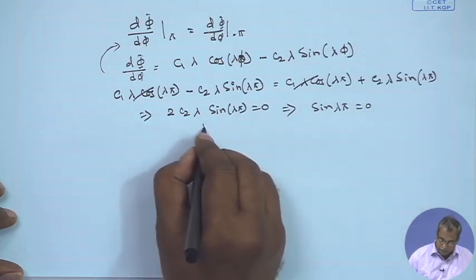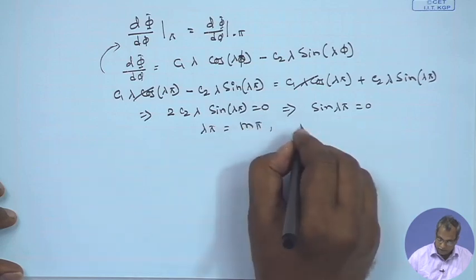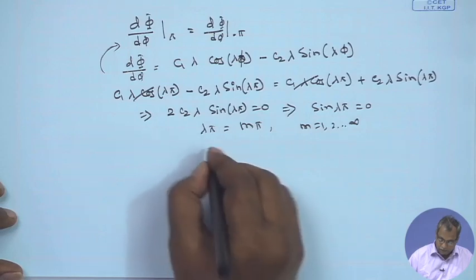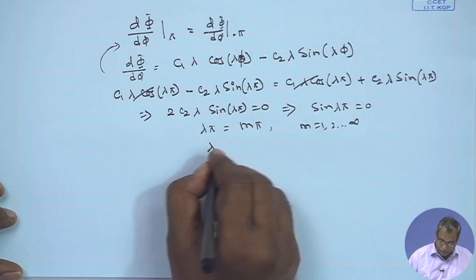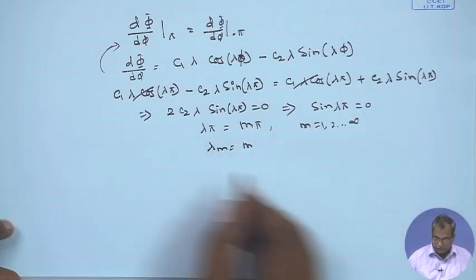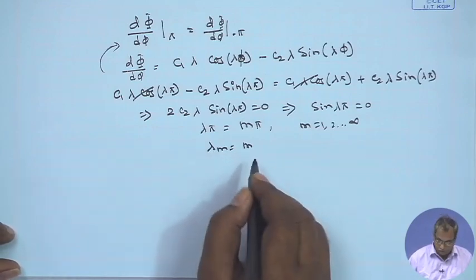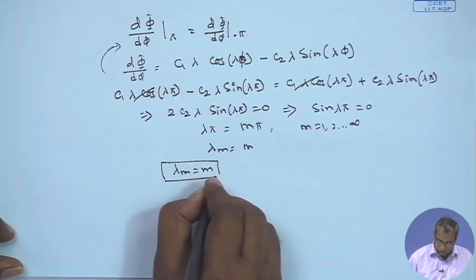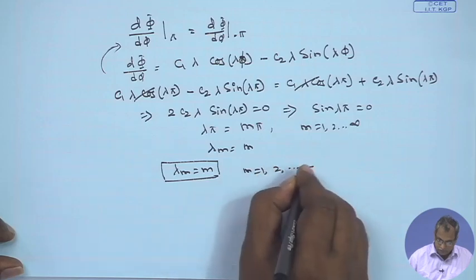So, lambda pi is equal to m pi, the general solution, with m running from 1 to infinity, and therefore we will be having lambda m is equal to m, which are the natural numbers. So, from both the boundary conditions, we are going to get lambda equal to m, where the index m runs from 1 up to infinity.